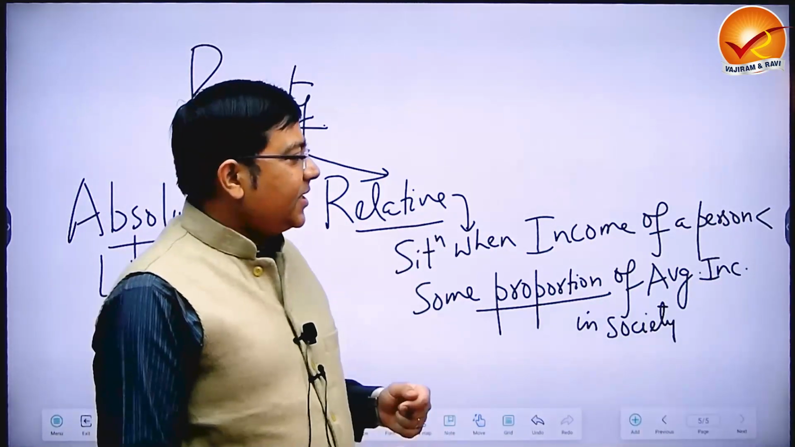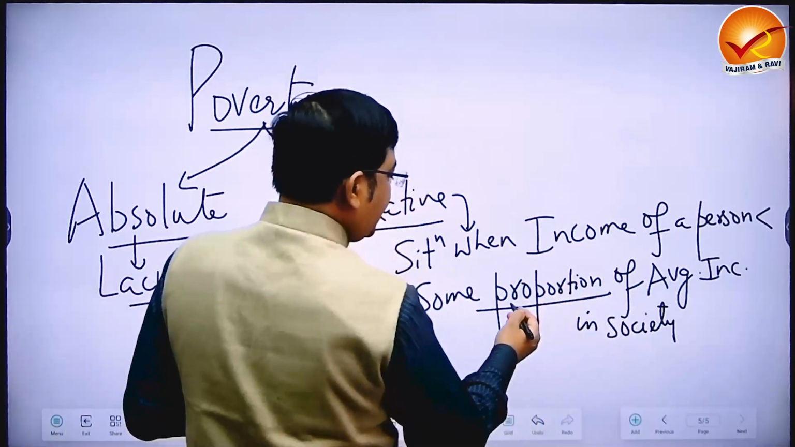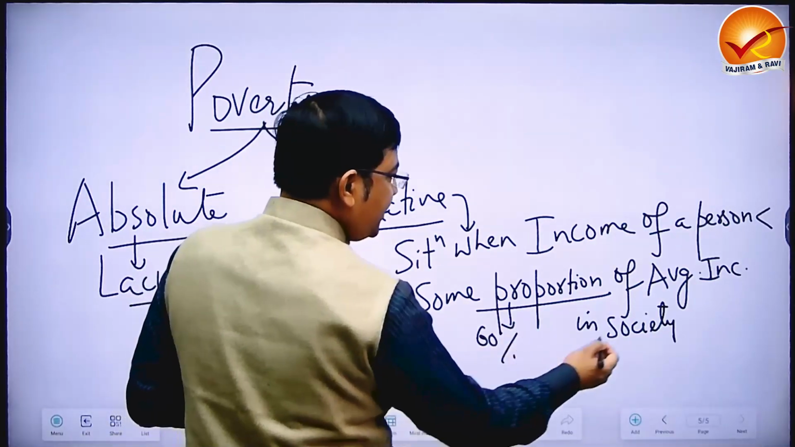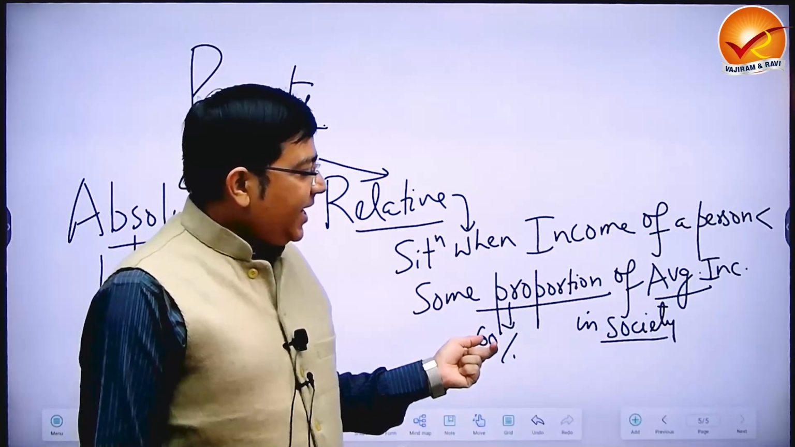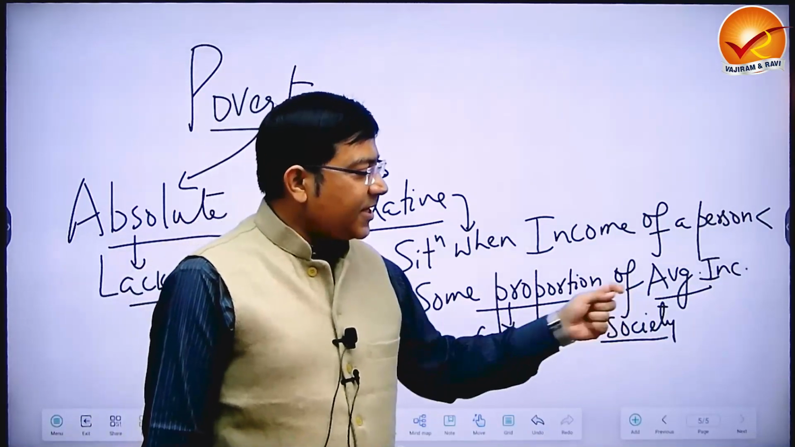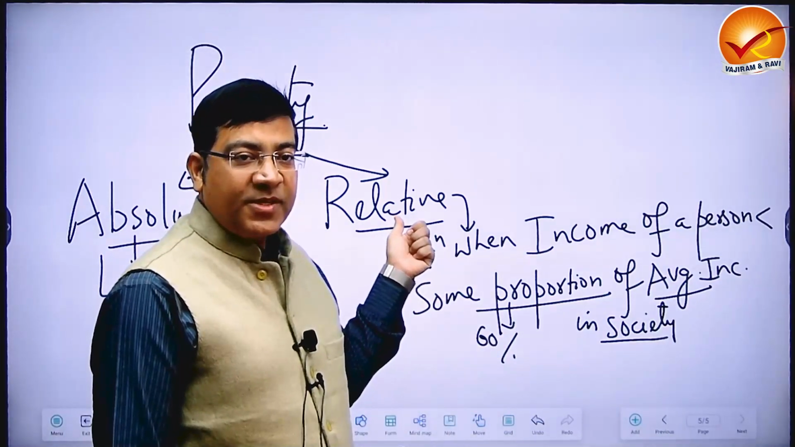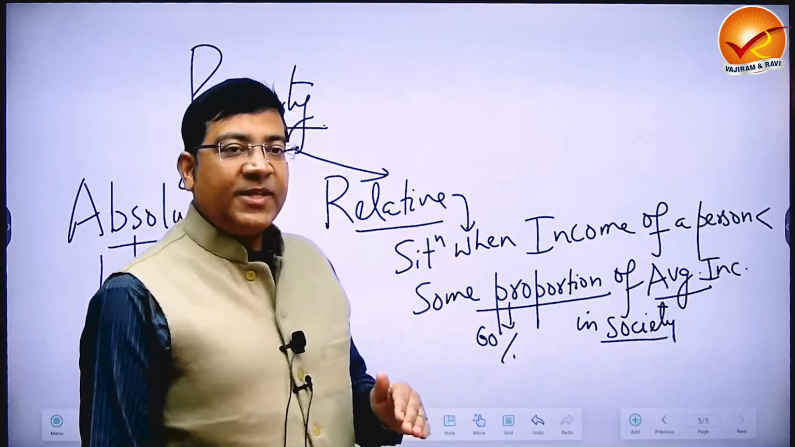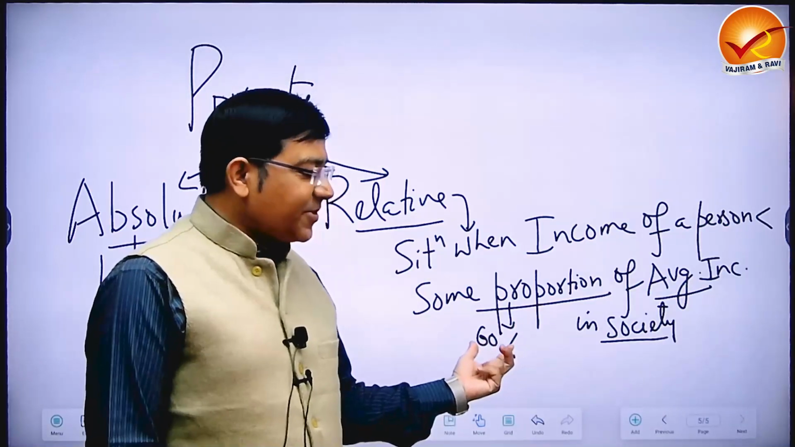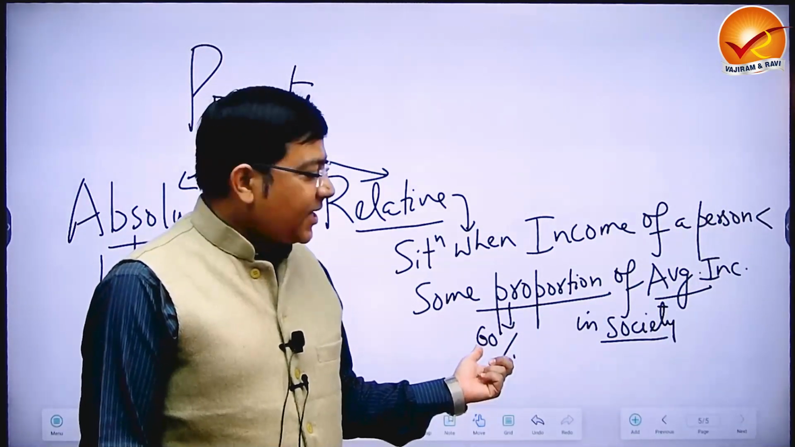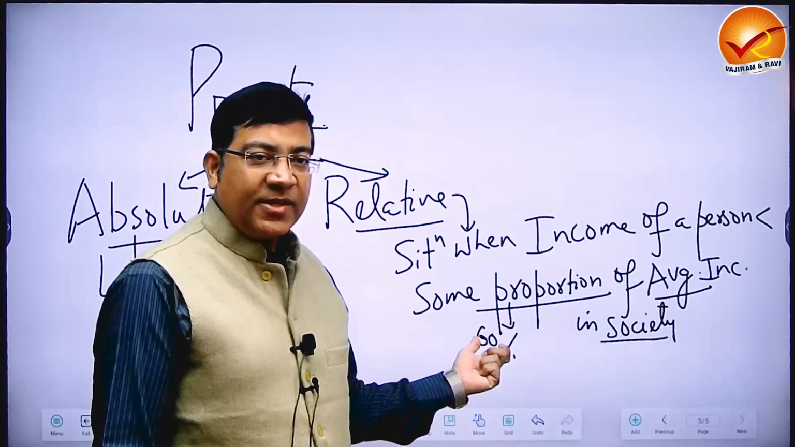Okay, let's take an example. Let's say in a country it is decided that any person earning less than 60% of their average income, per capita income, will be called relatively poor. So then they will calculate how many persons are there who are having less than 60% of that average income. 60% is just an example. It can be 50, it can be 55, it can be 65. That is up to country to country.